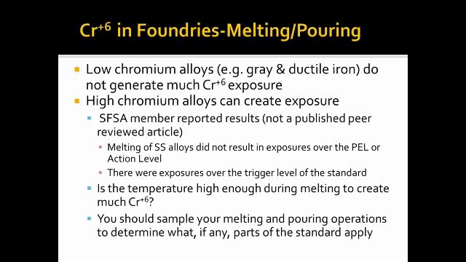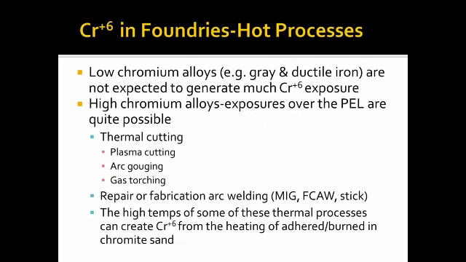It appears that the high temperatures involved in these thermal processes are what drive the formation. There's lots of stuff going on there, but the high temperatures really cause a lot of formation of hexavalent chromium. One other aside: folks who use chromite sand in their casting processes, sometimes that chromite sand, which does contain chromium, can adhere and stick to the casting or get burned into it. If you arc gouge or plasma cut on those and oxidize the chromium in that stuck-on chromite sand, you can have some pretty significant hex chrome exposures.